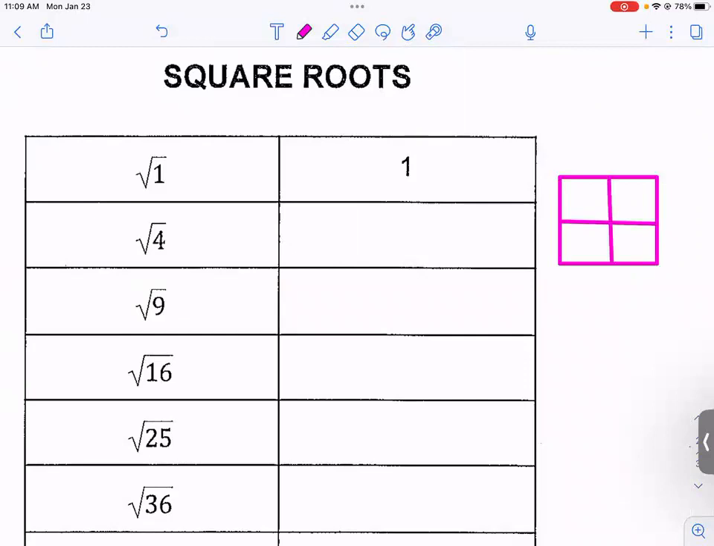Okay, how many boxes do you see? 4. But when I look at the edges, how many edges are there? 2, okay? The square root of 4 is 2 because 2 squared is 4. So technically we're just multiplying.